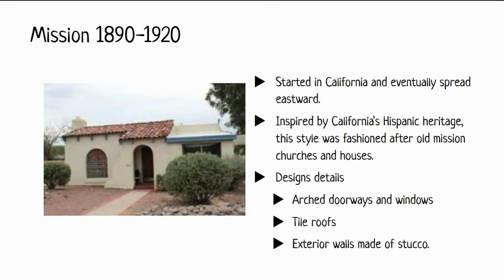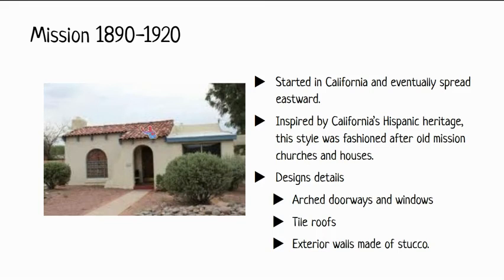They were mostly inspired by California's Hispanic heritage. Because of that, this style was fashioned after old mission churches and houses and buildings. So what they did is they took this idea that this is our church, a very important place to our heritage, and we're going to try to incorporate that into our everyday living. So then we started building them on a much smaller scale, and would call them homes. This is a style that we really haven't seen. This is about the only one that introduces more than what we've seen before.